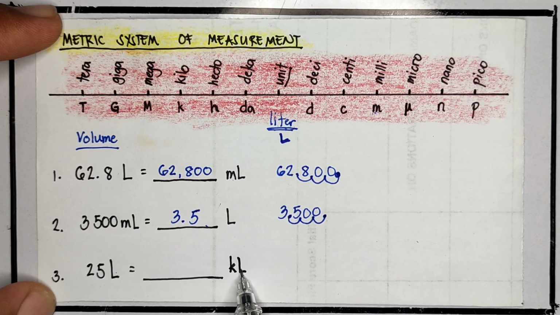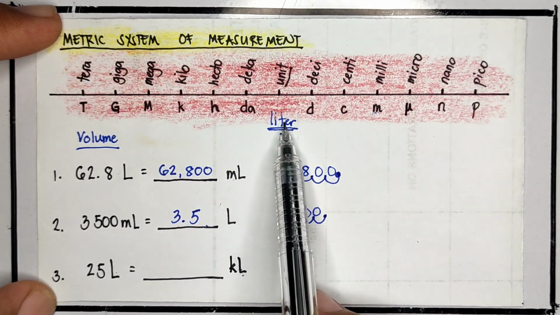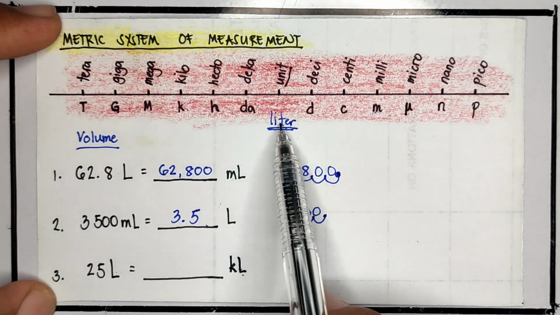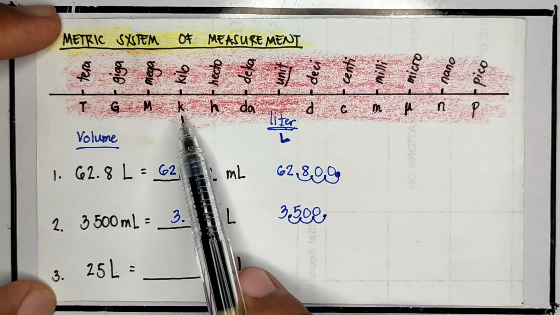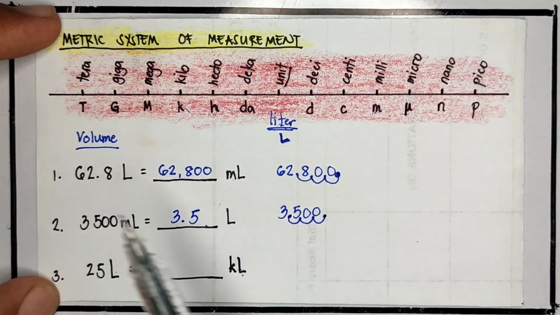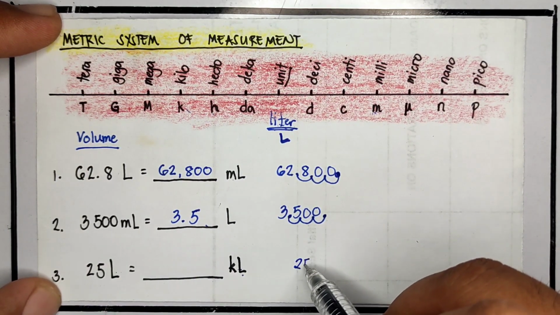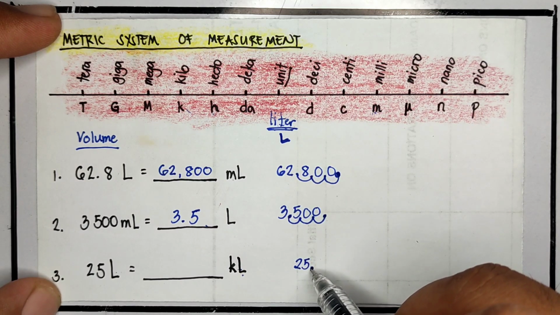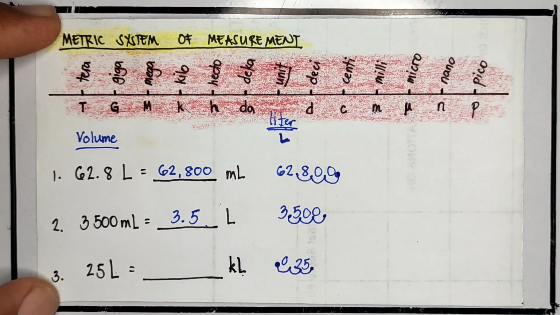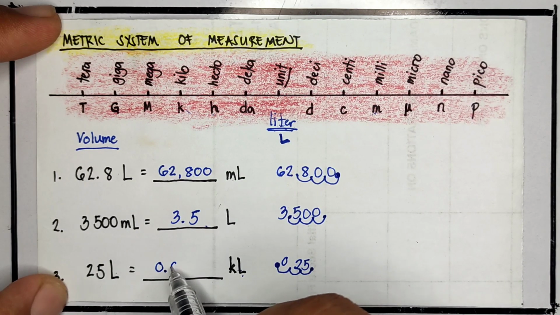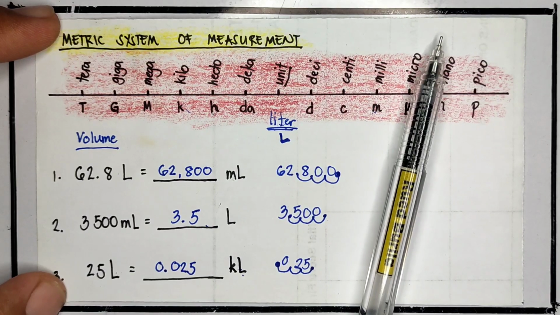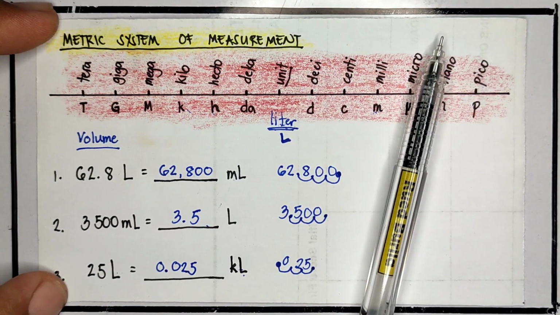Next, 25 liters is how many kiloliters? 25 liters to kiloliters. Liters, given, liters to kilo. 1, 2, 3. Again, 1, 2, 3. Going left. You have here 25 decimal. 1, 2, 3. Decimal point, add 0. We have here 0.025. Okay? That is how to convert volume in the metric system of measurement.